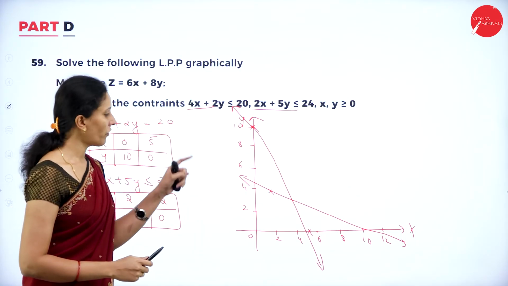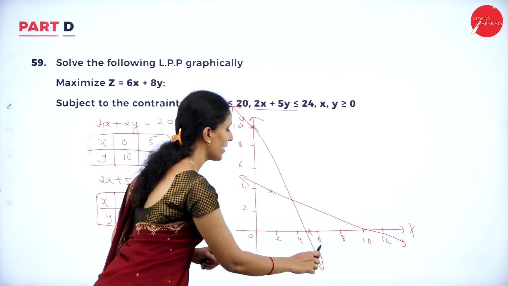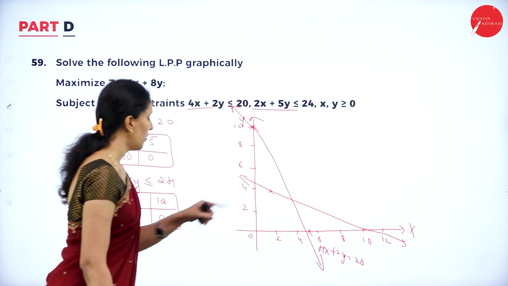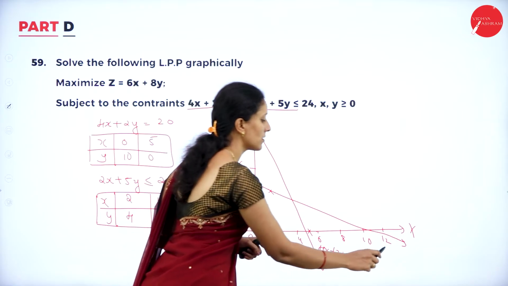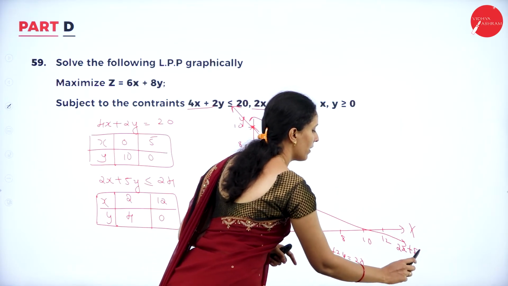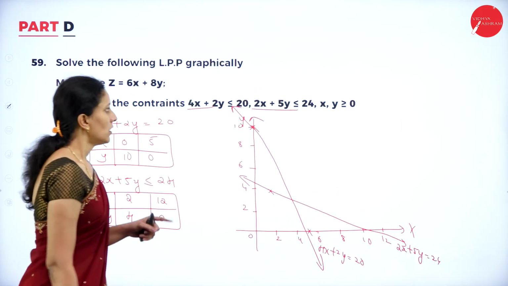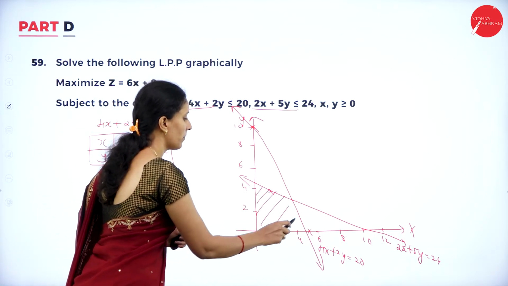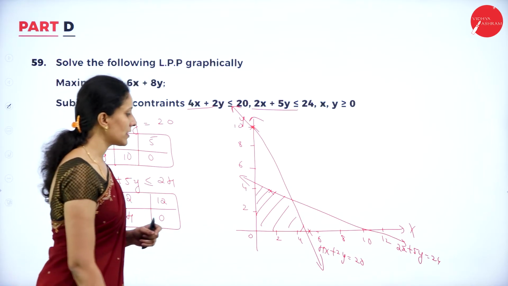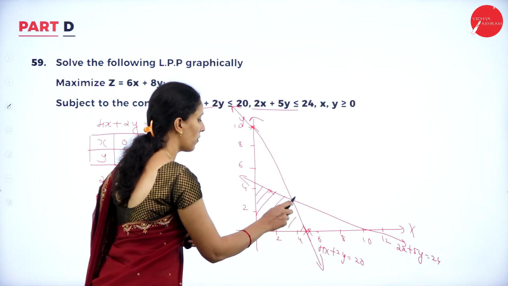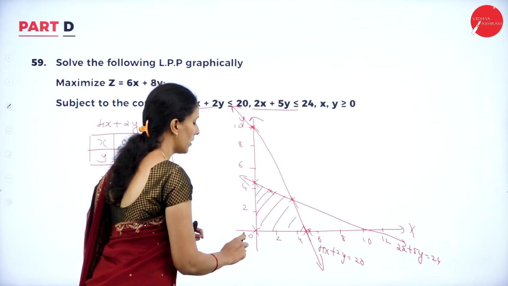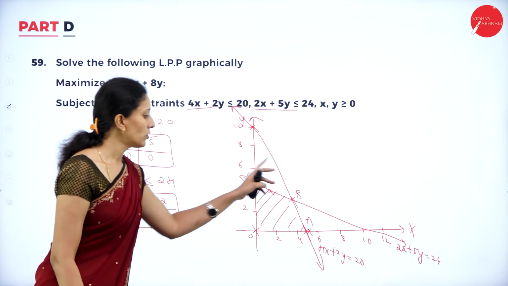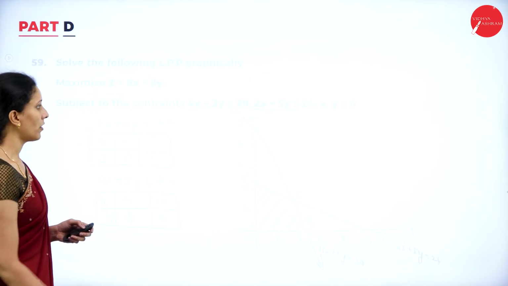So write the equation of each individual line. The equation of this line is 4x plus 2y is equal to 20. And for the second one, it is 2x plus 5y is equal to 24. So find the feasible region. So you can find this as the feasible region. So after finding the feasible region, you will get the 4 corner points. So here you have O, A, B, C. Find the points through your graph and apply it in the corner points table.